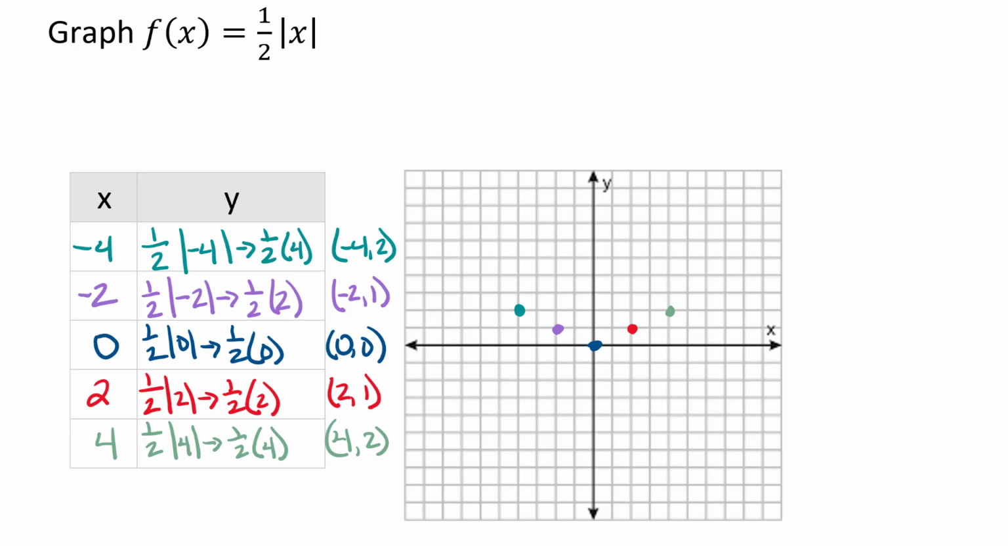All right, and then once I have all of those points, I'm going to go ahead, connect my dots, draw my arrows, and I can see that this time my V is getting a lot wider, but it's still in that V shape. And that really does it. We've now graphed a whole bunch of absolute value equations using a table of values.